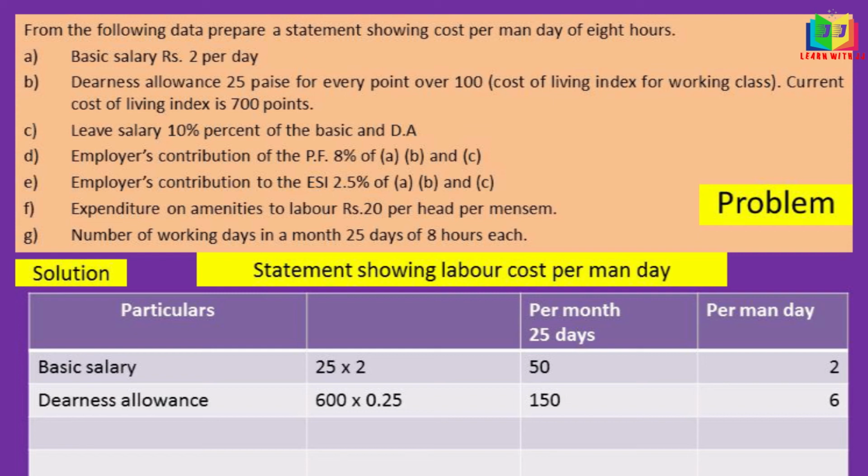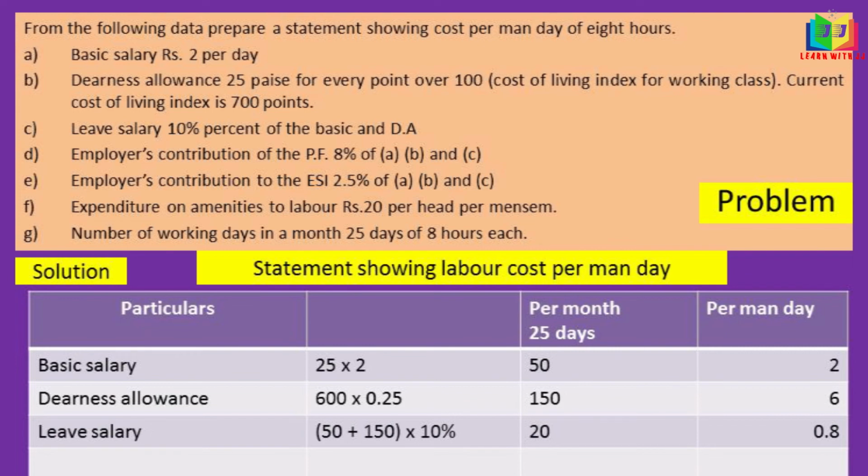And next one, leave salary is 10% of the basic and DA. Basic and DA here is 150, that is DA, and 50 is the basic. So if we add that, we'll get 200. In that 200, 10% is the leave salary. So we'll get 20 for a month, and if we divide it by 25, we'll get 0.8 for a day.